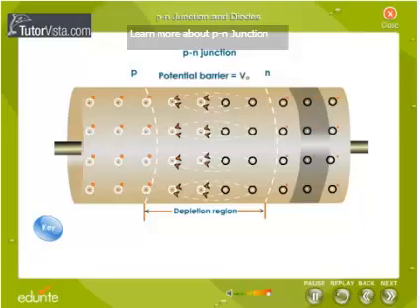From the figure, you can clearly see that the potential barrier VO that is set up gives rise to an electric field that prevents the respective majority carriers from crossing the barrier region.